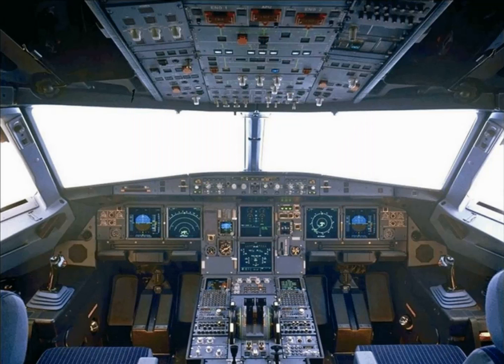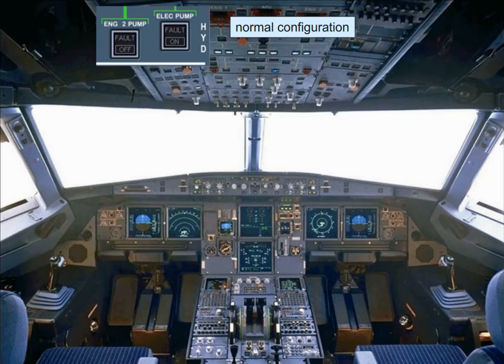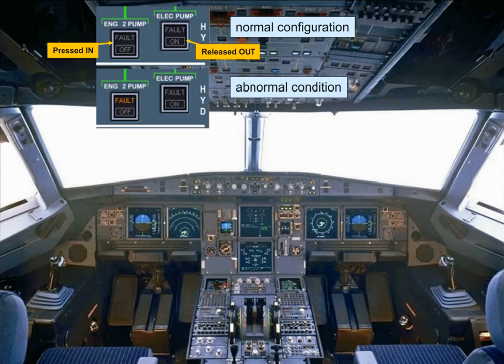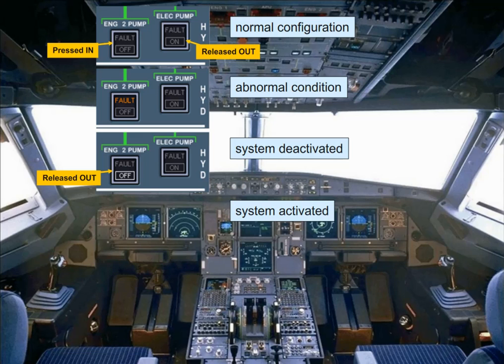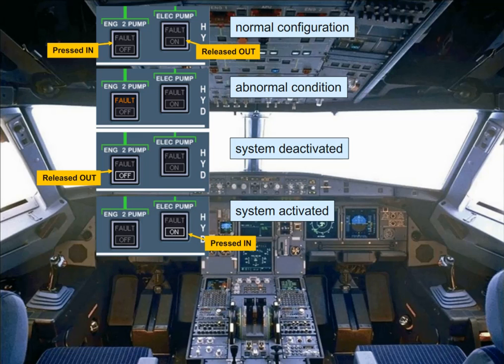For the majority of the push-button switches installed on the overhead panel, a logic is applied: normal configuration, no light is on, in the lights out position, in or out. Abnormal condition, amber fault light, which helps to identify the switch related to an abnormal condition. White light, when normally a system should be operating, but if it is deactivated, a white off light comes on. When normally a system should not be operating, but if it is activated, a white on light comes on.